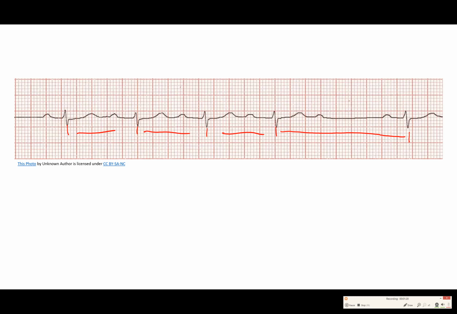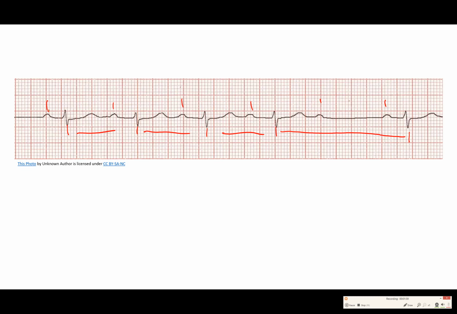So remember, we have our questions that we want to answer. First, we want to ask if it's regular or irregular. We'll say this one's irregular. We want to then ask if P waves are present. And so we can see P waves regularly present. And then we want to ask the question, is there a P for every QRS, and is there a QRS for every P, right? So let's look at the P waves and see if each of them is followed by a QRS.